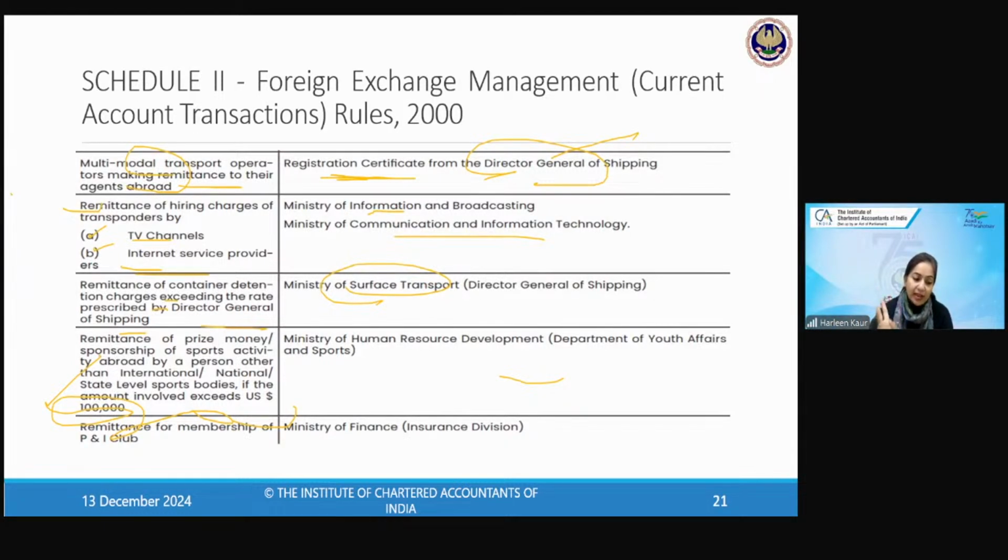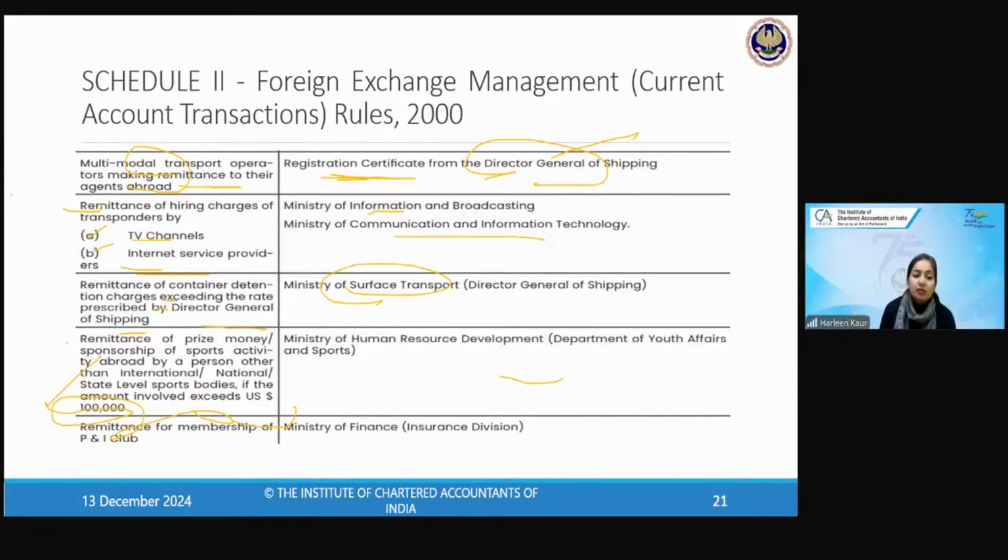If it is national, international and state level, then it is exempt. If the amount is 1 lakh USD, then it is exempt. Only if the amount being paid is more than 1 lakh USD, other than these three, then approval of HRD is required. Which department? Department of Youth Affairs and Sports. And the last one is Ministry of Finance Insurance Division.